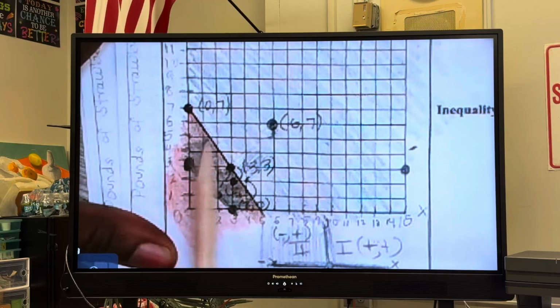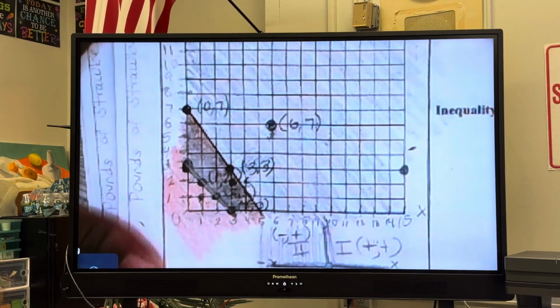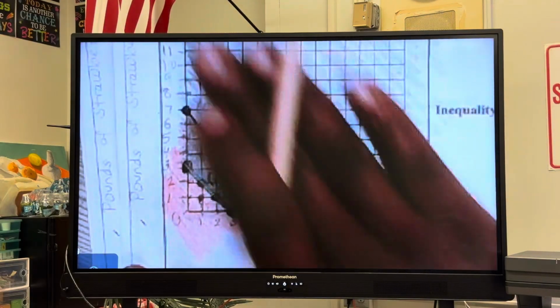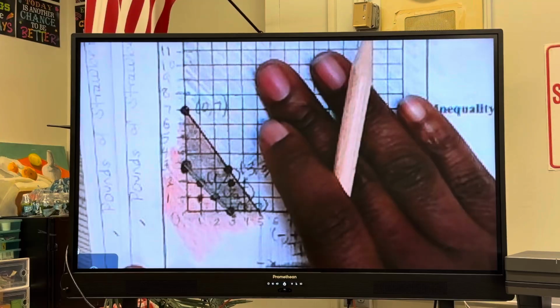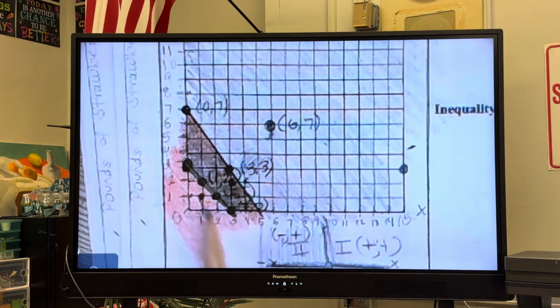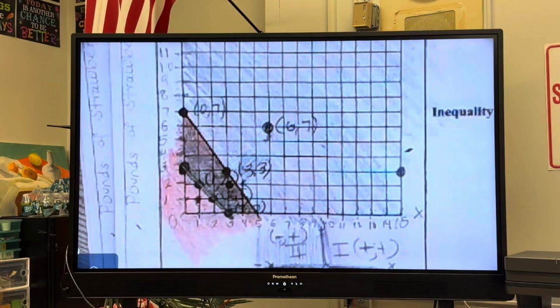This is my solution region. Anything in this area is a solution to my system. Does everybody see that? Yes? Anything in the gray is only a solution to my first part. They're going to be more than 3 pounds. Anything in the plain orange is only going to be a solution to the second one. It's going to be less than $21. But anything in the middle is going to be both 3 or more pounds and less than or equal to $21. Does that make sense?